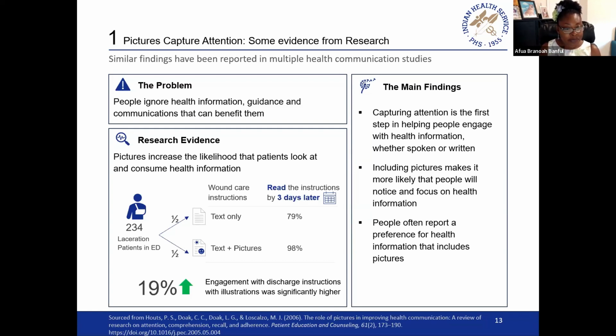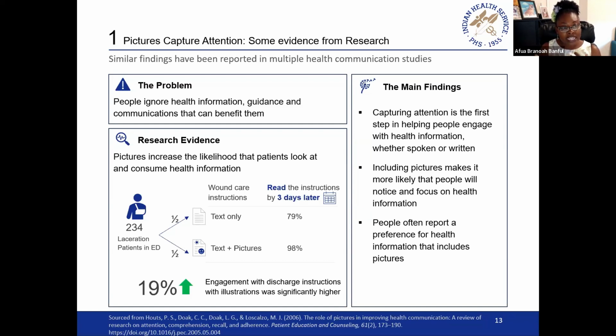Randomly, half of them, upon discharge, were given wound care instructions. Half got the same instructions, text only. The other half got the same instructions, but with text and pictures. And then 3 days later, they were called by phone to see whether they had read the instructions, right?